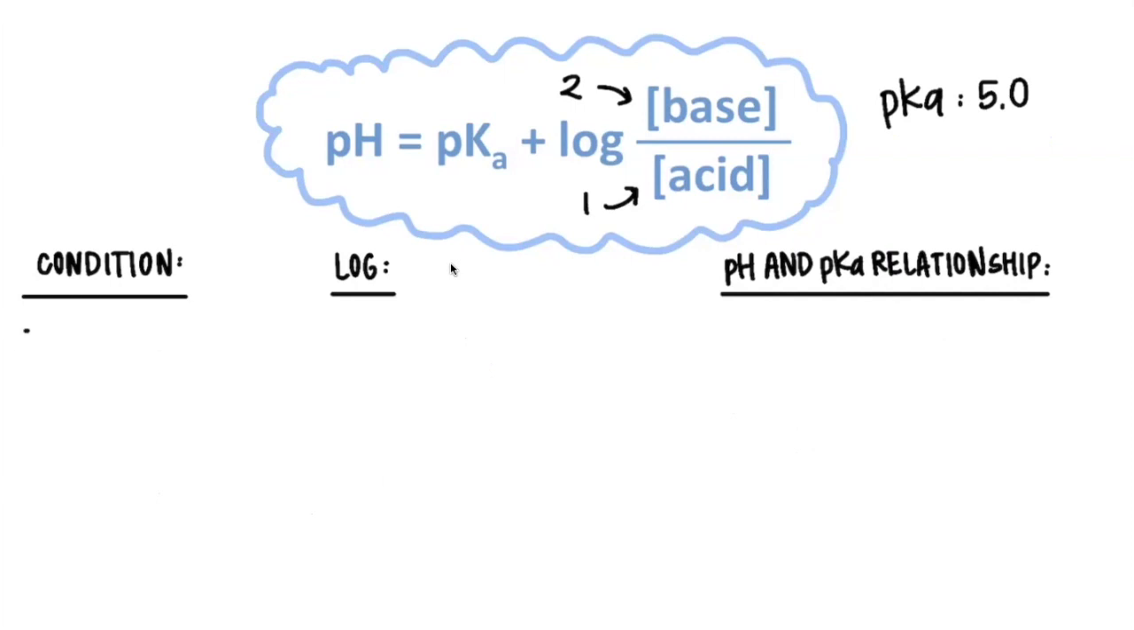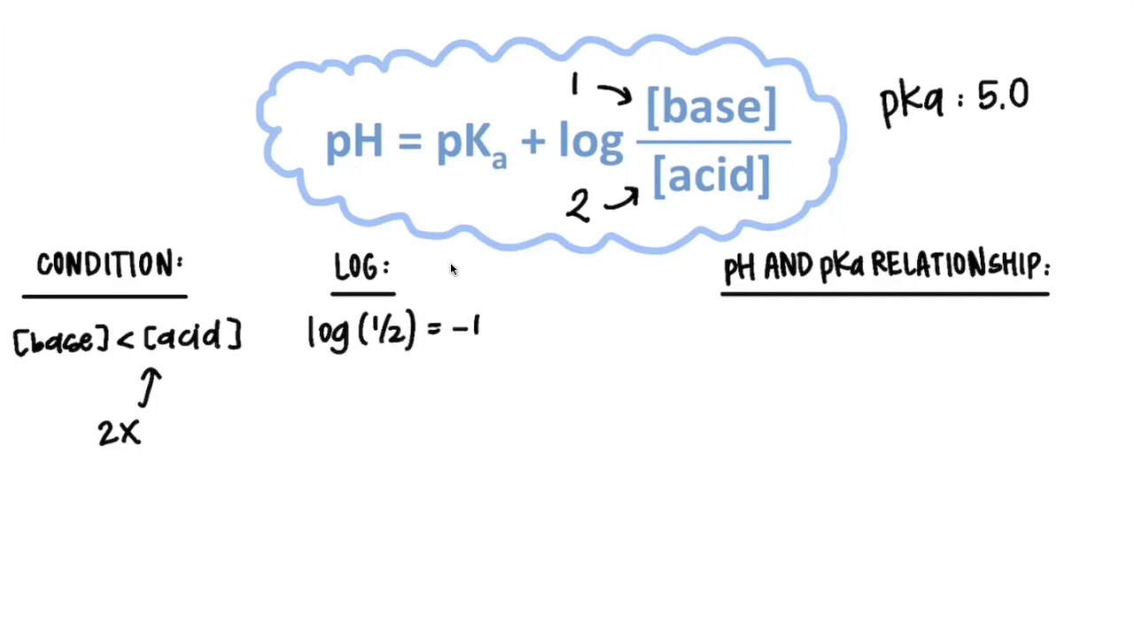Now let's go over when you have more acid than base. And again, we'll say specifically 2 times more acid. So I'll change this number of base back to 1 and our acid to 2. So we would solve for the log of 1/2, which is equal to negative 0.69. If I plug and chug, pH is equal to the pKa, which is 5.0, plus the log, which is negative 0.69.